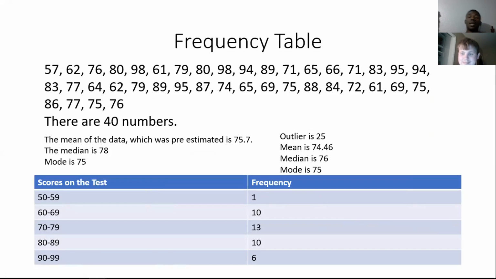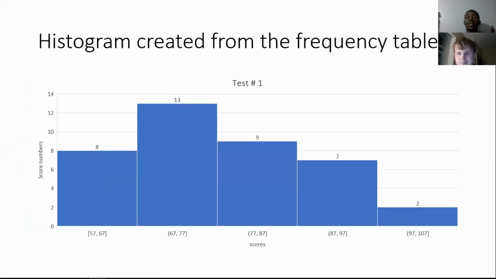Skewed lines. On this set of data, which I created from my frequency table earlier, we have a thing called skewed left or skewed right. There are two different types: skewed left and skewed right.